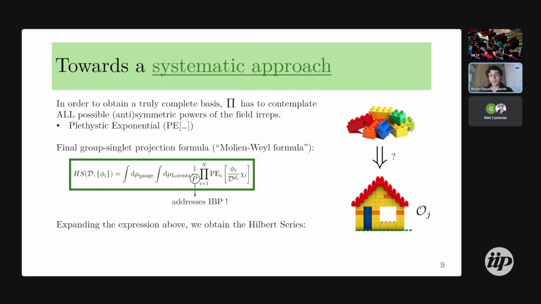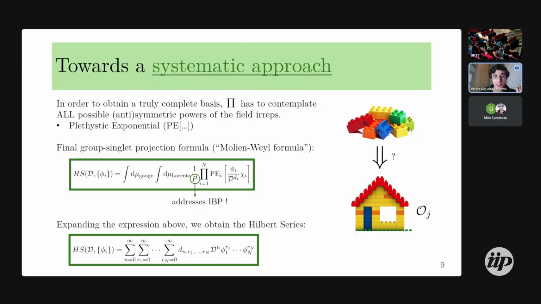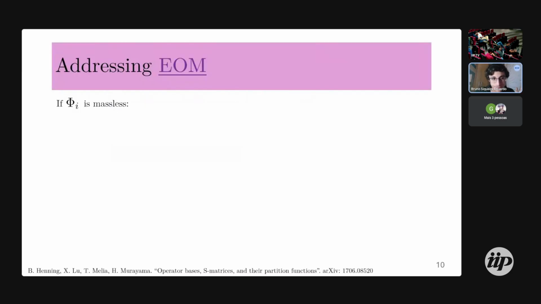And after you expand this formula around 0, you get a series. And this is called the Hilbert series, okay? So how do you interpret this series? These coefficients here tell you that there are this number of operators which contain n derivatives and R1 fields phi 1 up to Rn fields phi n. So this is how you interpret this series. And at the end of the presentation, I think it will be clearer, as it will show explicit results on how to do that.